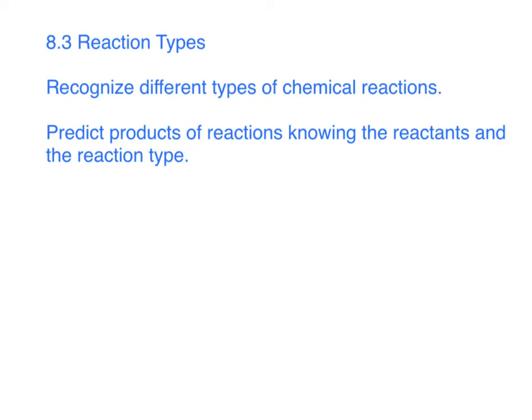Hey chemistry students, this is the final lesson in Unit 8 where we take a look at reaction types. So the first goal for the lesson is to get you to recognize the different types of chemical reactions. And then the second goal is to give you some practice predicting products of reactions if you know the reactants and the reaction type, to figure out what you would get as products out of a reaction. So let's get started.